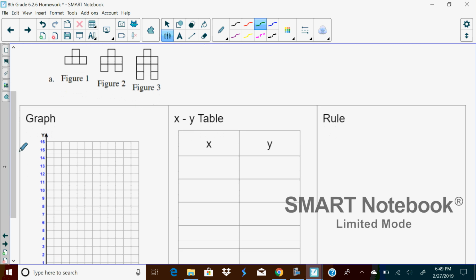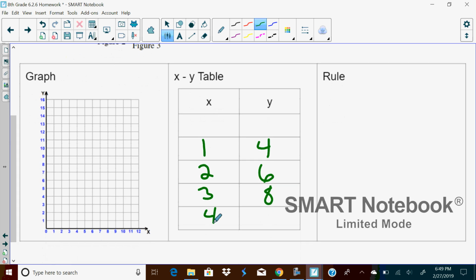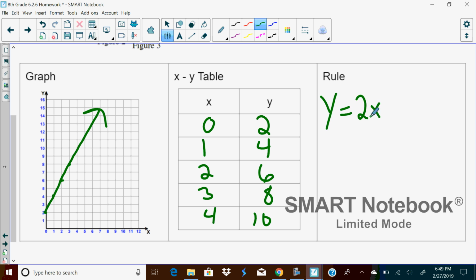So I started with the table. I knew that figure 1 was 4. Figure 2 was 6. Figure 3 was 8. So I realized it was going up by 2, which means figure 4 would be 10. And the 0 figure would be 2. So then I graphed them and drew my line. And then the rule, it's going up by 2, and the 0 figure is 2, so it's y equals 2x plus 2.